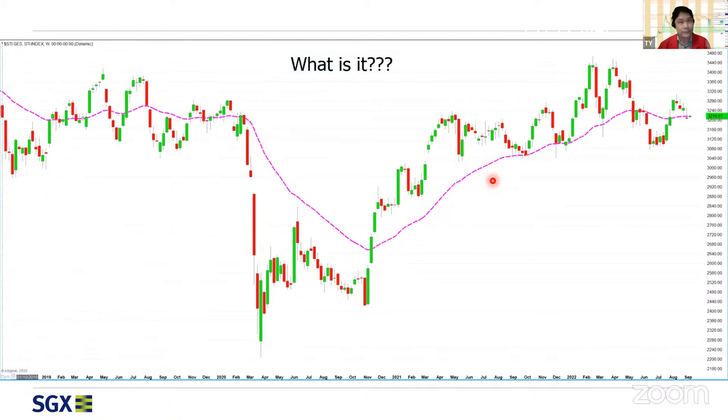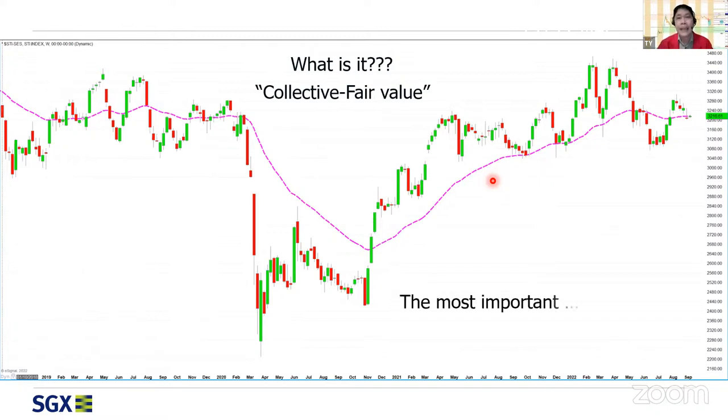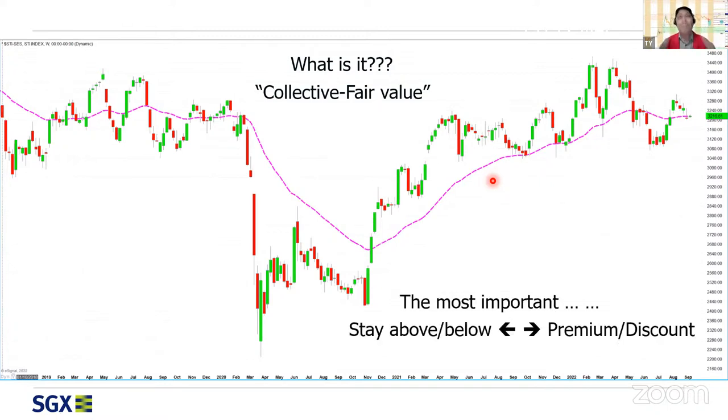Now, it's important first and foremost to understand the concept, the psychology, the logic behind all these indicators. Moving average, the way I define it, represents the collective fair value. If you don't understand, don't worry, I will explain later. And the most important message, if you wish to use moving average, is whether the price is staying above or staying below, or otherwise, I can use the term doing premium or doing discount to the fair value.